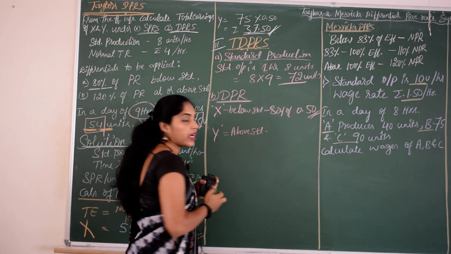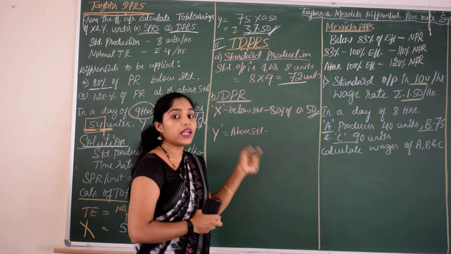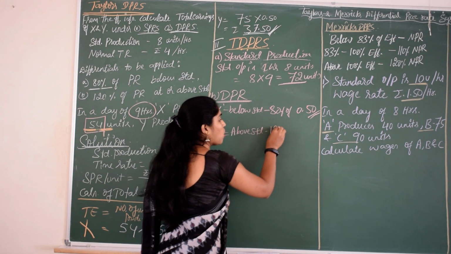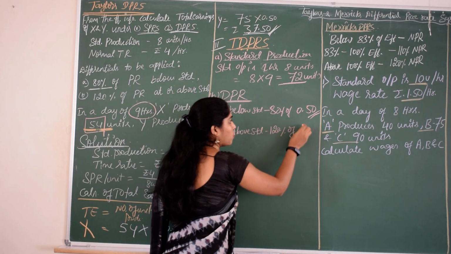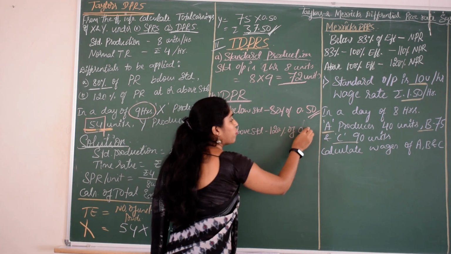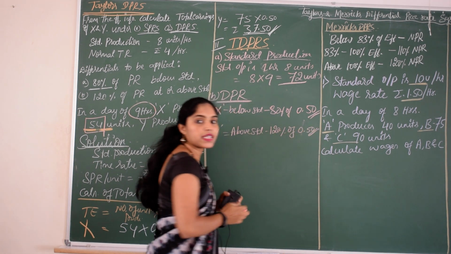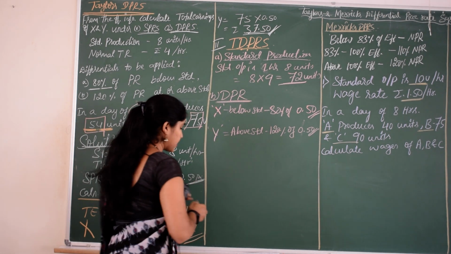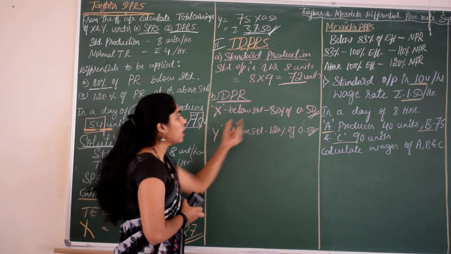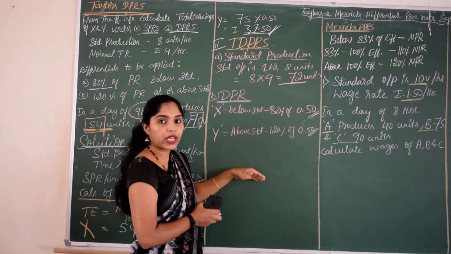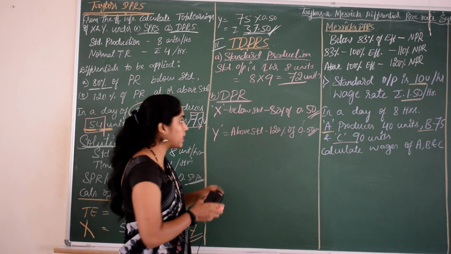So if the performance is above standard, according to Taylor, he is going to get 120% of the piece rate. That 120% of the piece rate is 50 paise. So 50 paise is the piece rate for Mr. Y. So now let us calculate total earnings. Here you can calculate the piece rate, or in the next step also you can calculate it. I will show it in the next step only.